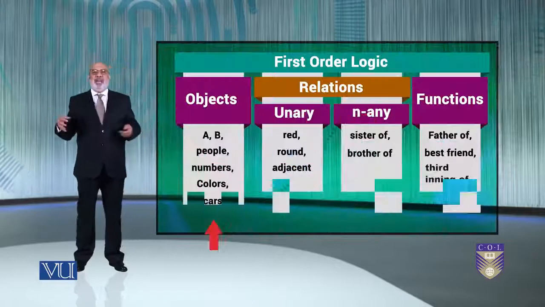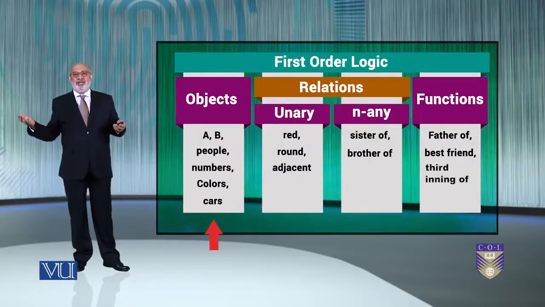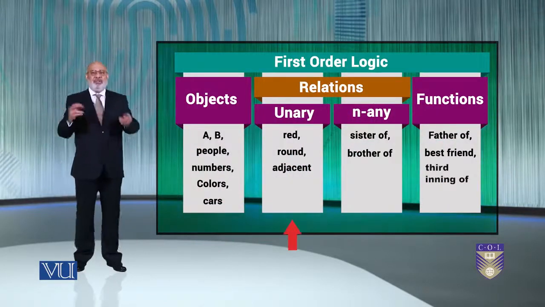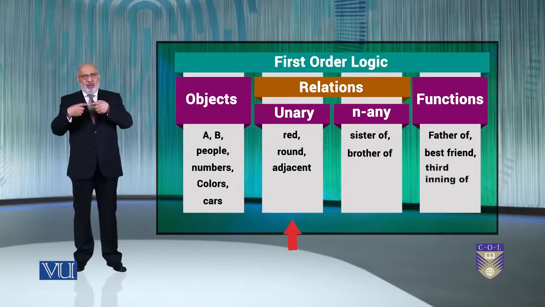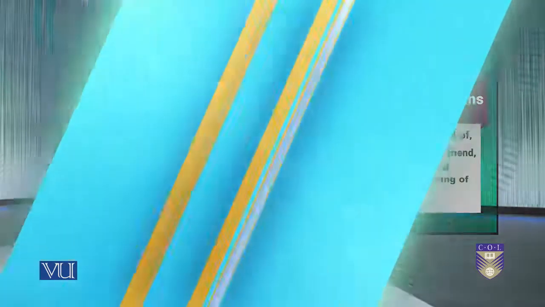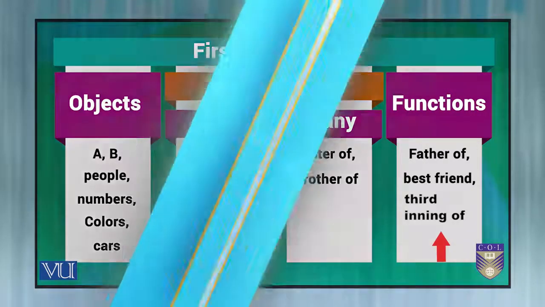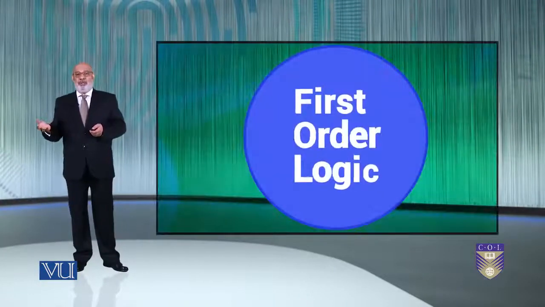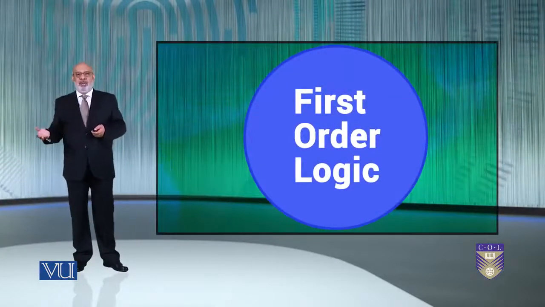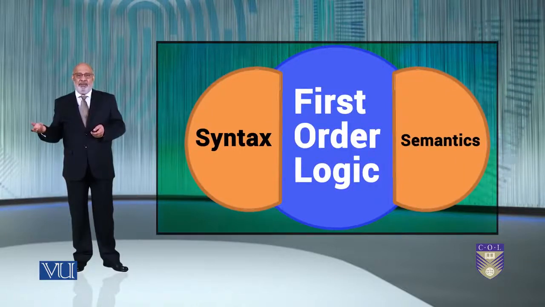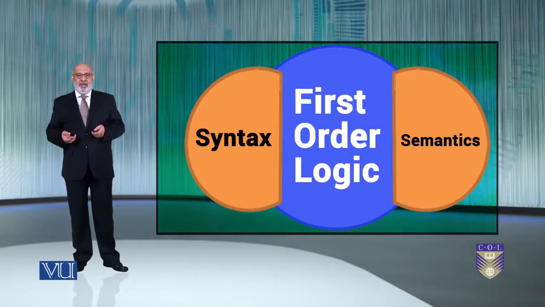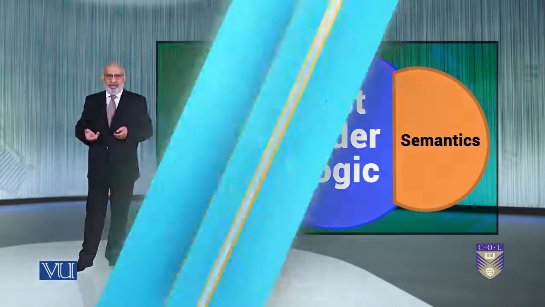So objects like A, B, people, numbers, colors, cars, so forth. And relations can be unary, binary, or n-ary relations. Sister of, brother of, okay? A function, for instance, father of, best friend, third innings, and so forth. Like natural language, first order logic also has syntax and semantics. We will come across that when we go into more detail.